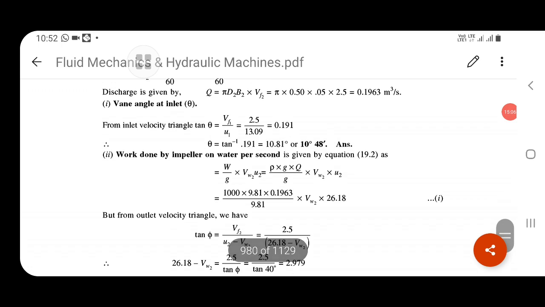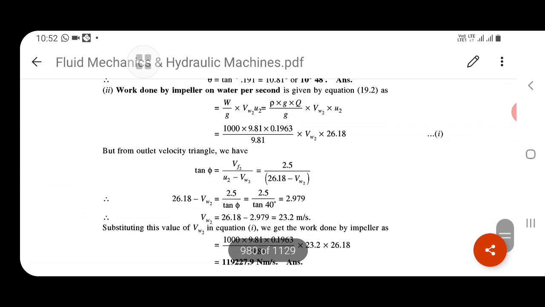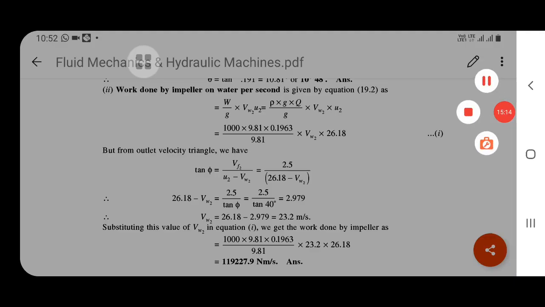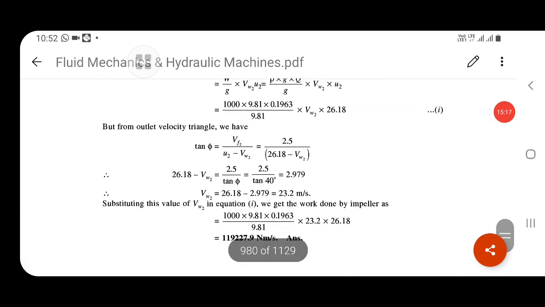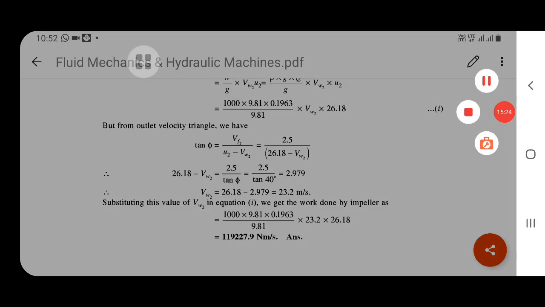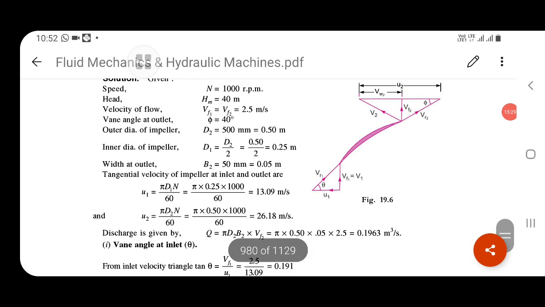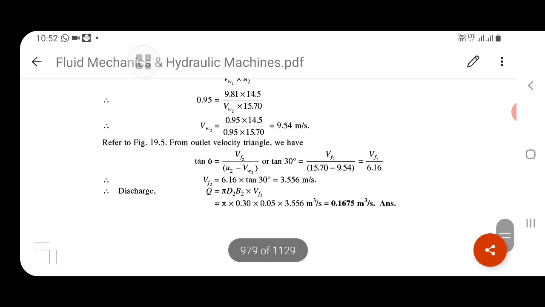Similarly, work done is W by g equal to Vw2 U2. With the help of that, calculate Vw2 firstly, and after that, calculate the work done by the impeller, 11922.79. So in this way we have completed all the problems of centrifugal pump. Thank you.